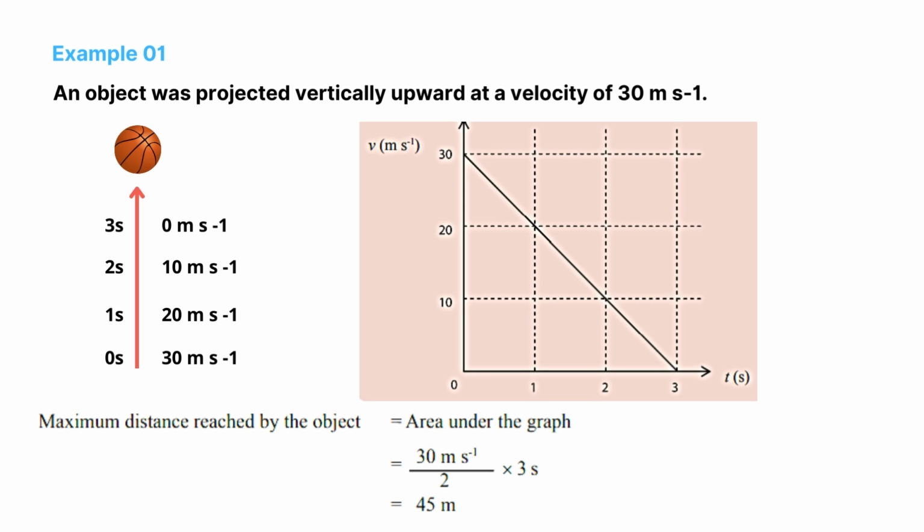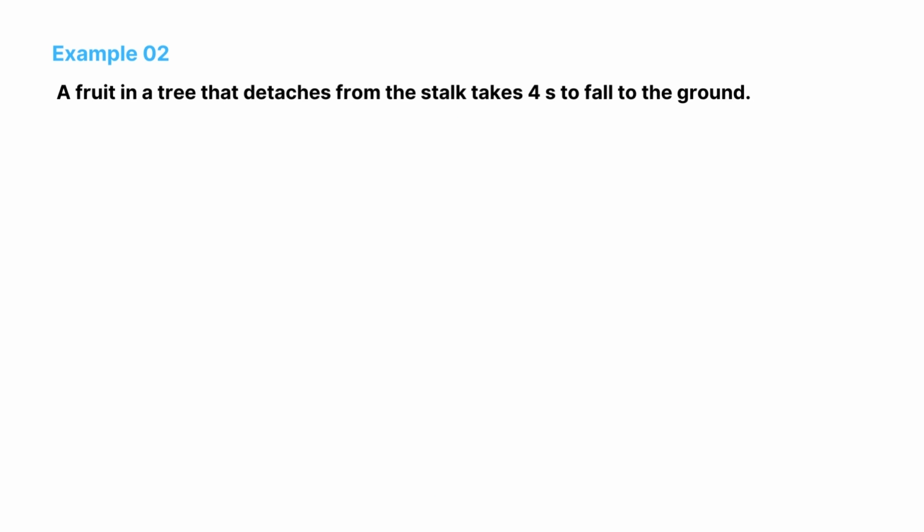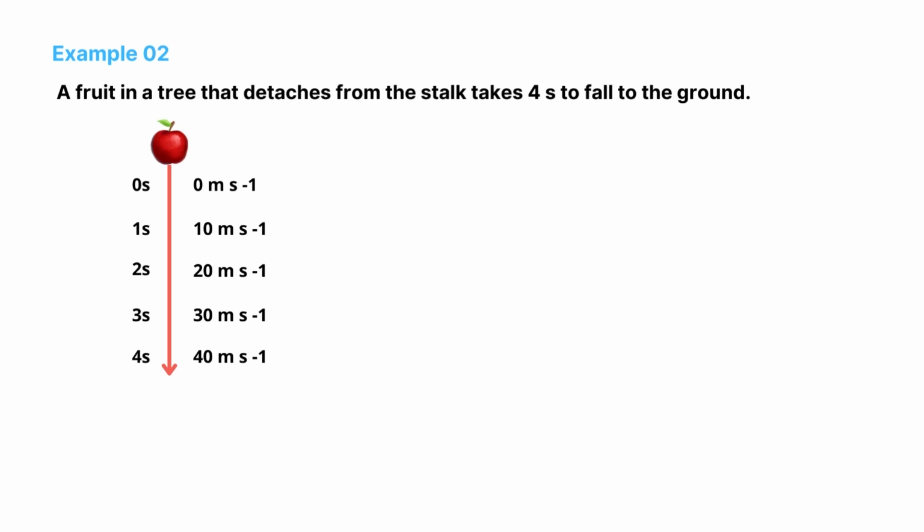Let's look at an example, where a fruit in a tree takes 4 seconds to fall to the ground. So we know that the velocity of a free-falling body increases by 10 ms^-1 every second. So here we have to increase the velocity of the object by 10 ms^-1 until it reaches 4 seconds. Therefore it will appear as follows: for 4 seconds it will be 0 ms^-1, for 3 seconds it will be 10 ms^-1, for 2 seconds it will be 20 ms^-1, for 1 second it will be 30 ms^-1, for 0 seconds it will be 40 ms^-1.